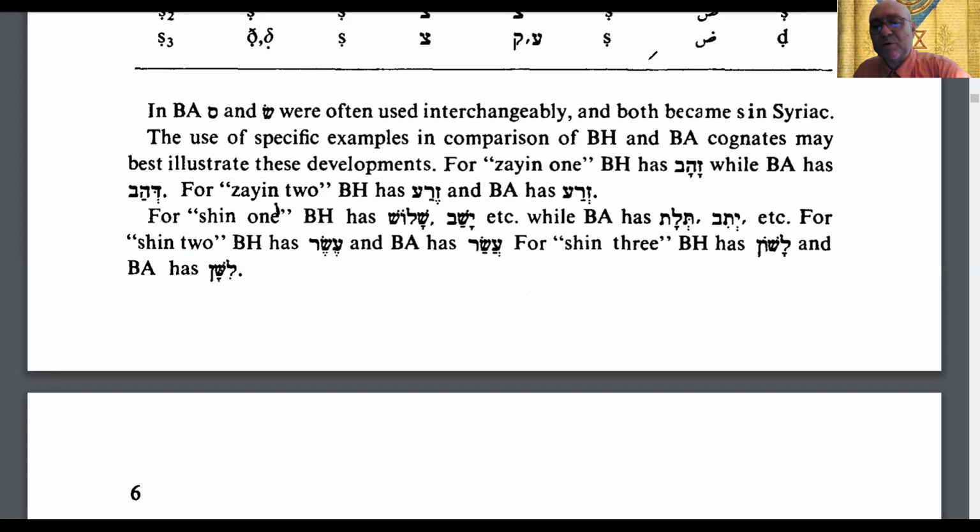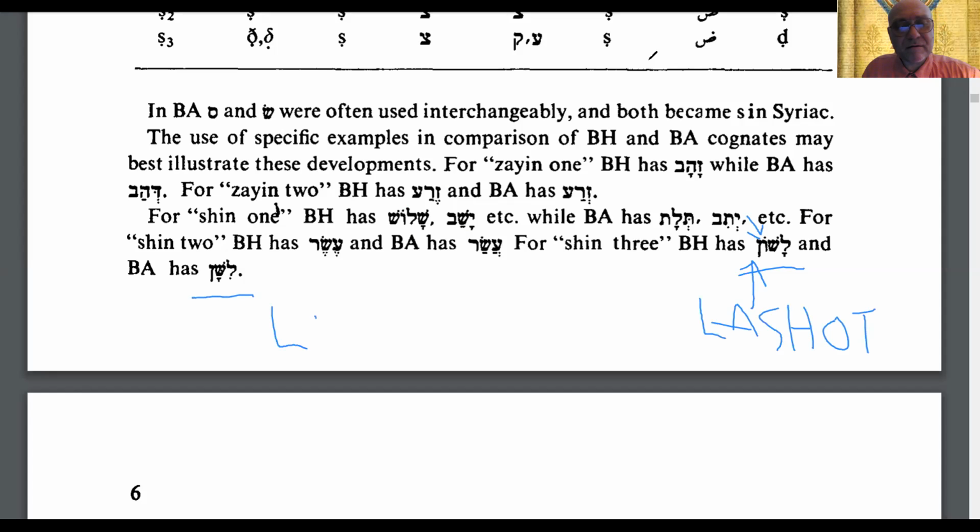For Sheen 3, Biblical Hebrew has, looks like, Lashot. Yeah, because that there is a holem, that dot there. Lashot. Okay, that looks to me like a tav there at the end. And Biblical Aramaic has Lishan. Look at that. Okay, so there's some difference here. You've got an N sound here, you've got a T.